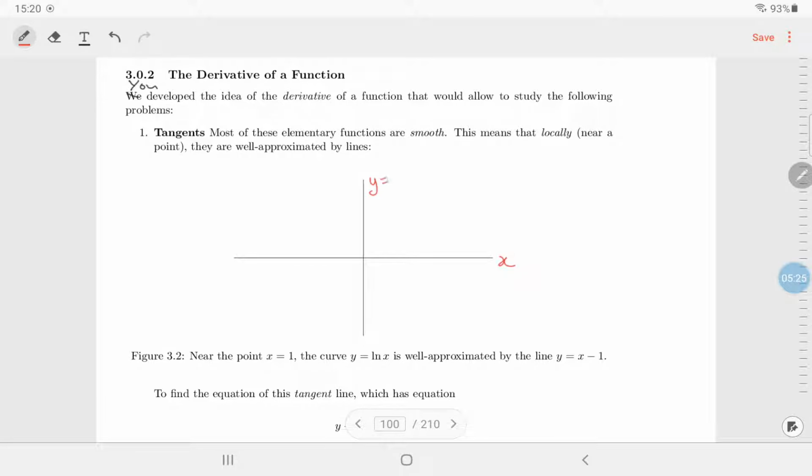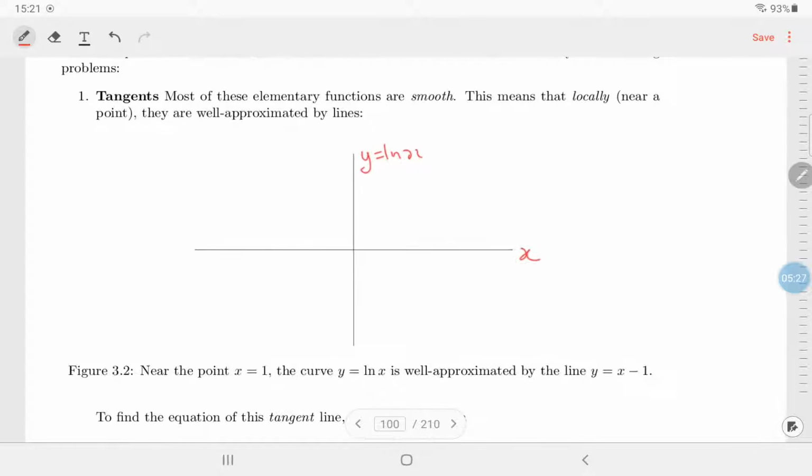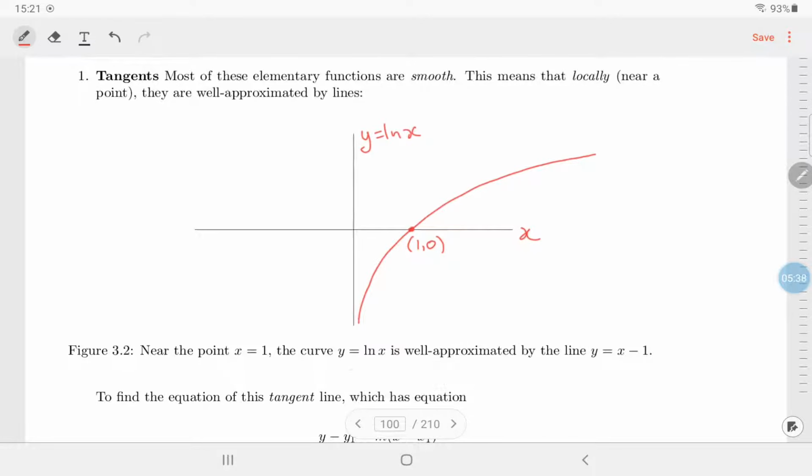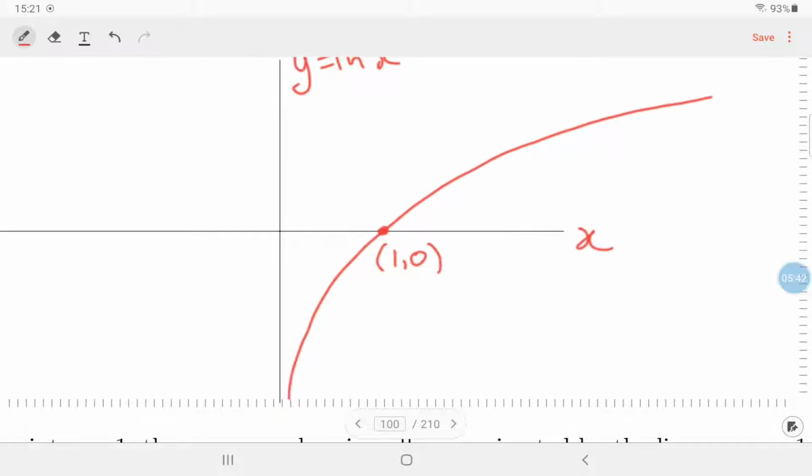Y equal to log of x. So this graph looks something like this. This is the point 1, 0. So near the point x equal to 1, if you zoom in on the curve, now we can't zoom too far here, but it begins to look like a line. And the line it looks like is what we call the tangent.